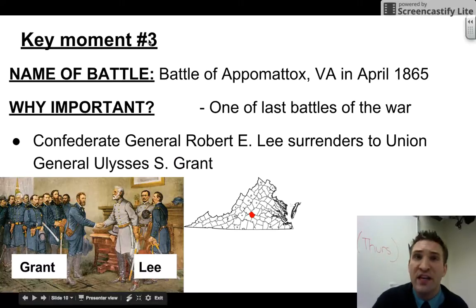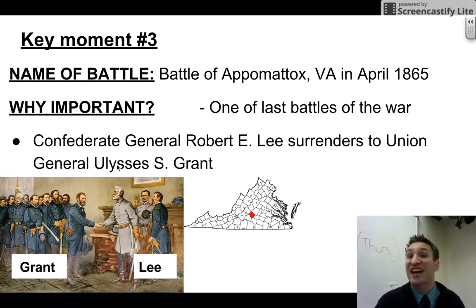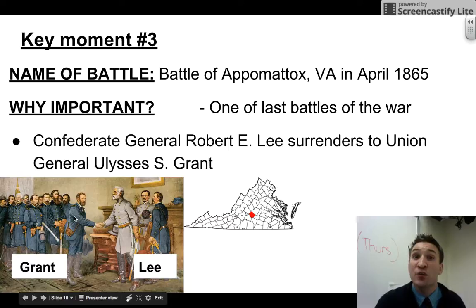Key moment number 3 in the Civil War. The name of the battle was the Battle of Appomattox in Virginia in April 1865. Why was the Battle of Appomattox so important? It was one of the last battles of the entire war. And after this battle, Confederate General Robert E. Lee, there he is in the gray uniforms of the Confederates, surrenders to Union General Ulysses S. Grant. And there is Grant in the navy blue Union uniforms.